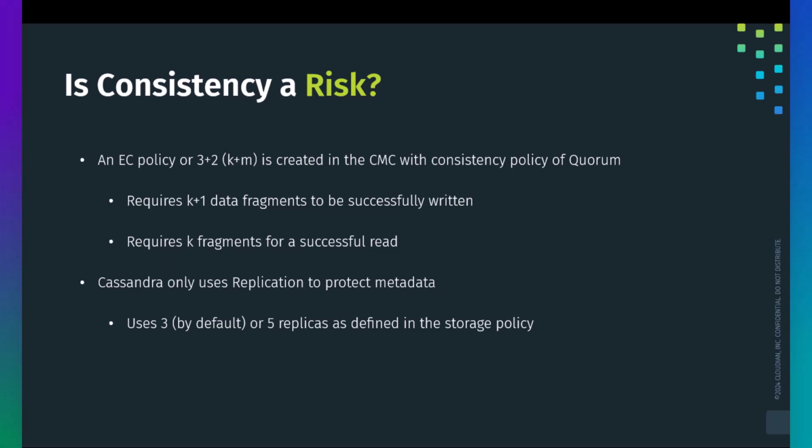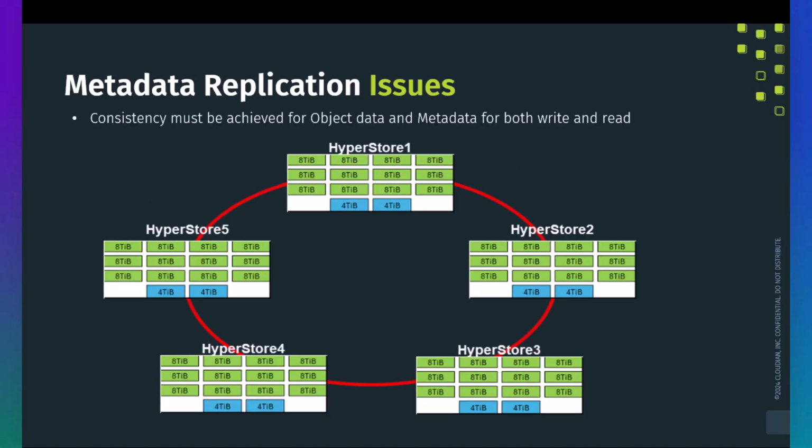We need success for k+1 data fragments for writes and k data fragments for successful reads. For the replicated metadata, quorum means majority, and the majority of 3 is 2. To successfully write, we must achieve k+1 or 4 fragments. This equates to the number of fragments required to rebuild the single replica we're storing, and at least one additional parity fragment, giving us protection.